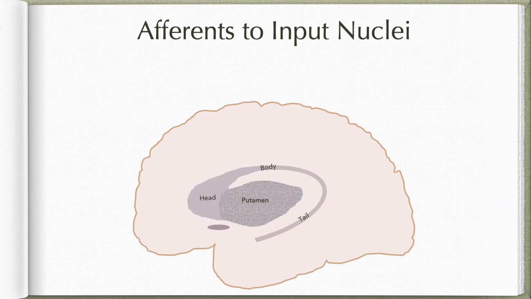So coming to the afferents to the input nuclei, as we know, input nuclei include caudate nucleus, putamen, and the ventral striatum including the nucleus accumbens. So these parts will receive inputs. Main inputs will be from the cerebral cortex itself. The various parts of the cortices will project to adjacent input nucleus. In addition, the input nuclei will also receive inputs from the thalamus and some parts of the brainstem.